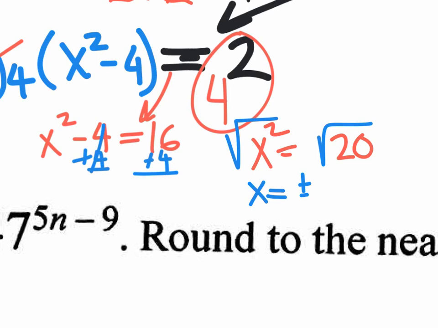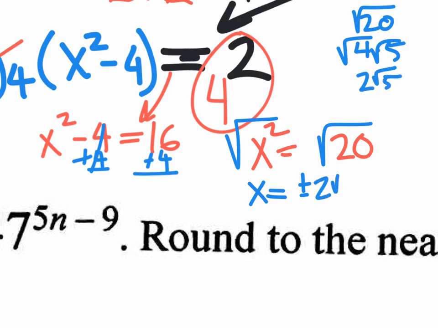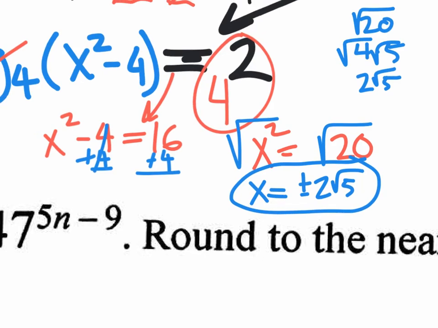So let me go up here and write down the square root of 20 and think of a perfect square number that I could break it down to with multiplication. And obviously that'll be 4 times 5. And then you split the root. The square root of 4 is 2, and the square root of 5 comes down. So you have 2 square root of 5 as your final answer. So x equals plus or minus 2 square root of 5.